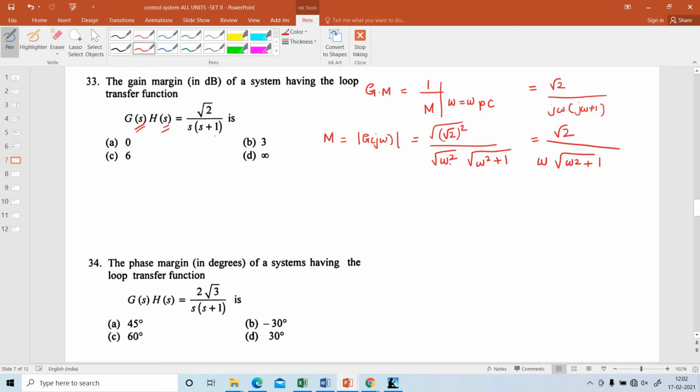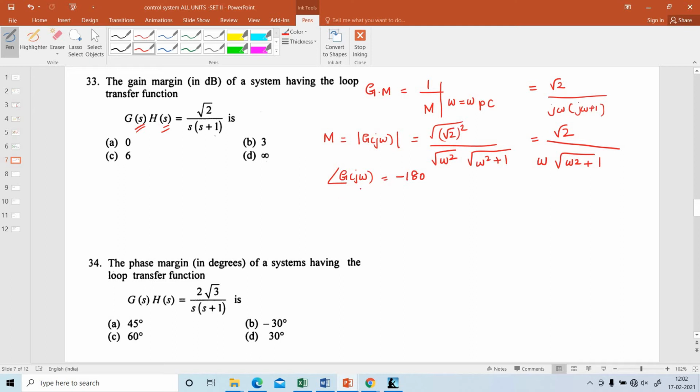After getting the magnitude, next I am going to find the phase crossover frequency. For that, I find the angle of G(j omega). When the angle of G(j omega) is equal to minus 180 degrees, the frequency occurring is known as the phase crossover frequency.